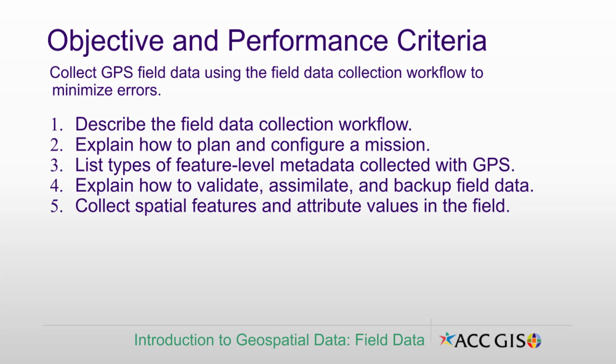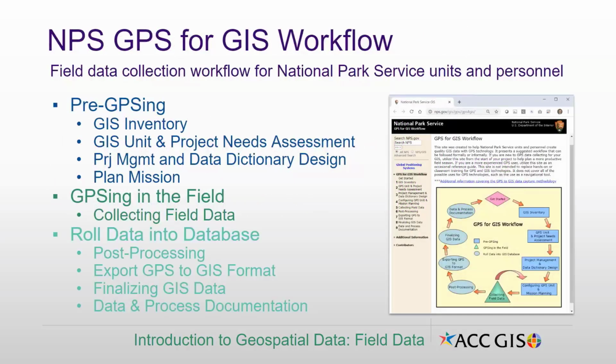By the end of this topic, you'll be able to collect GPS field data using the field data collection workflow to minimize errors. That includes describing the field data collection workflow, explaining how to plan and configure a mission, listing types of feature level metadata collected with GPS, explaining how to validate, assimilate, and back up your field data, and last, collecting spatial features and attribute values in the field.